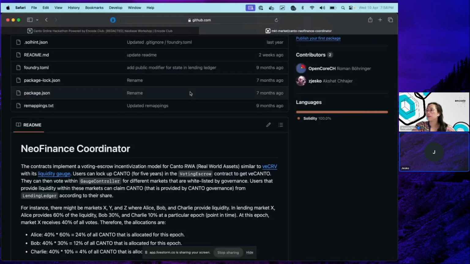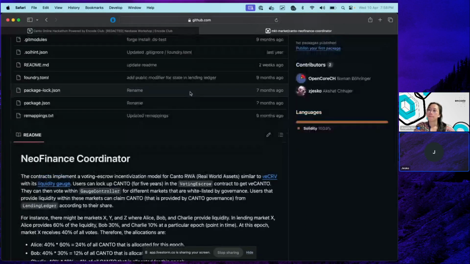So now this begs the question: how am I incentivized to put liquidity in the pool, right? Because I'm not getting any percentage of the swaps. So how this works is that we have adopted a very similar model to Curve DAO, and we have come up with a new system called Canto NeoFinance Coordinator, right? This is quite new. We are still going through iterations, and I think a new version is going to get deployed very soon, sometime this week.